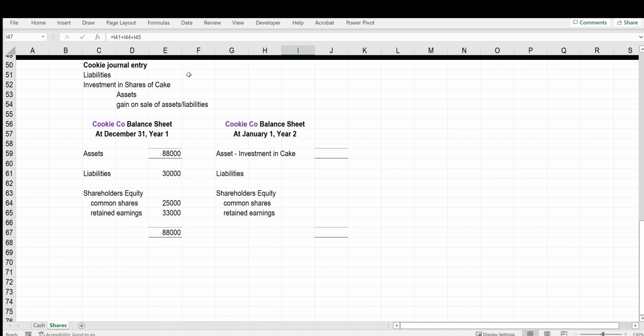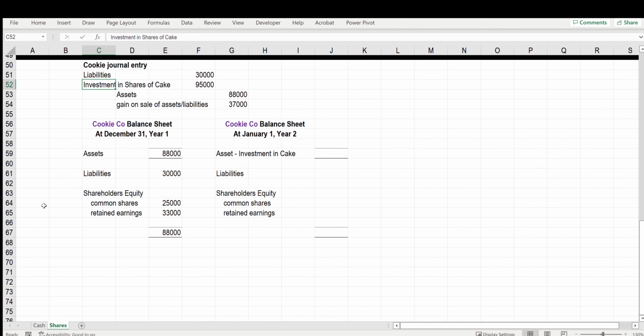So for Cookie Company, we have the investment in shares of Cake. So that's still $95,000, but instead of debiting cash, we're going to be debiting the investment in shares of Cake as our asset. Our liabilities are still going to be $30,000, which are going to be debited because that has been now sold to Cake Company. Our assets are going to be credited, or they're going to go down in the amount of $88,000. And again, here we have a gain on the sale, so we'll just simply do the math, which is the $37,000. So this part is the same, except that now we're debiting investment in shares of Cake instead of cash.